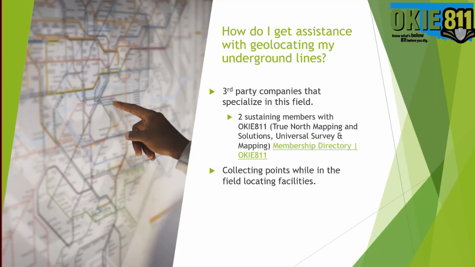But you may be asking, you can't just do that at the drop of a pin. So how do you get assistance with geolocating your underground lines? Well, the good news is there are third-party companies that specialize in helping utility operators do that. There are currently 2 sustaining members with Oki 811 that do this, and that's True North Mapping Solutions and Universal Survey and Mapping. Their information can be found in our membership directory on our website. And again, we'll provide these links here in a little bit.